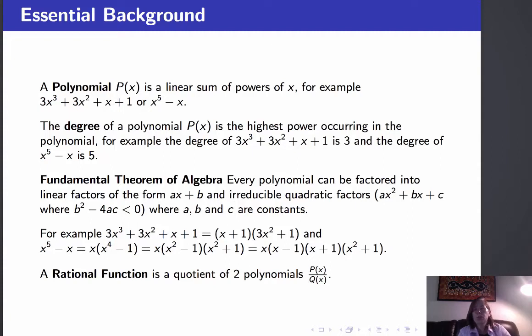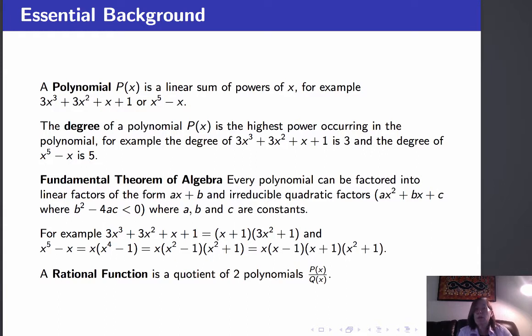In this section, we're going to look at a method called partial fractions, which will allow us to basically tackle the integral of any rational function. Before we start, we'll just review a few things from algebra and pre-calculus.